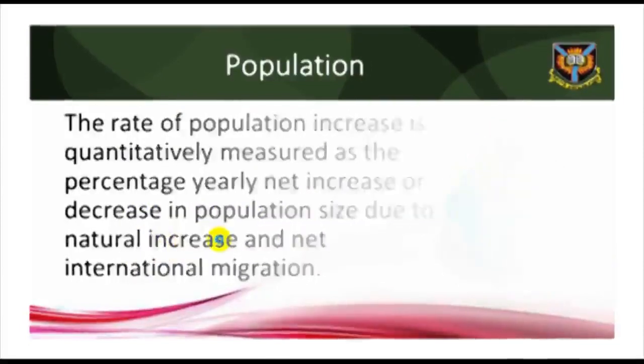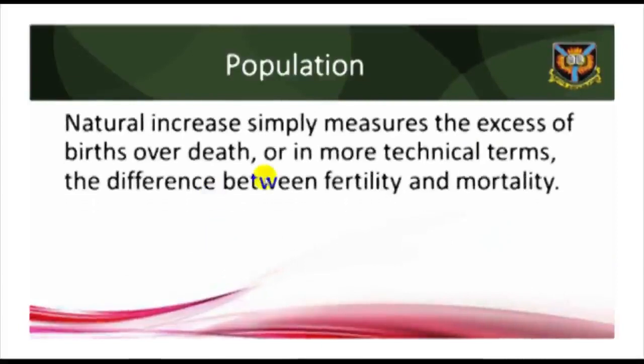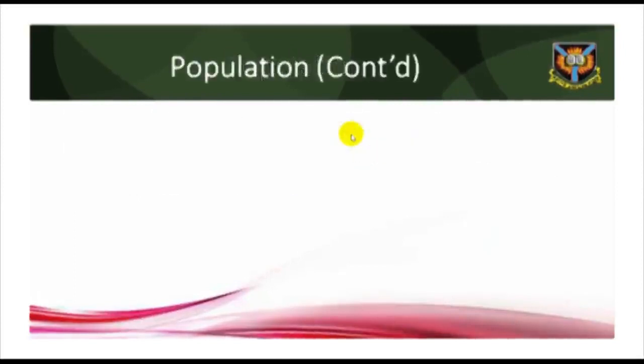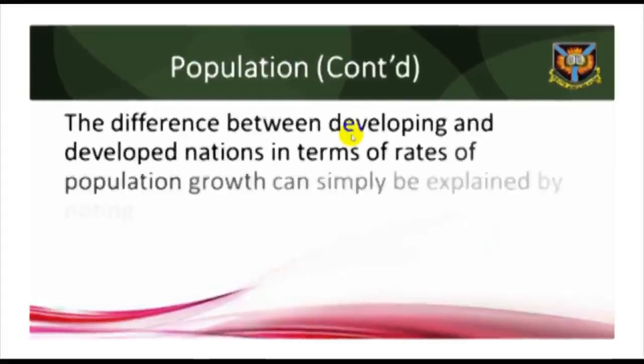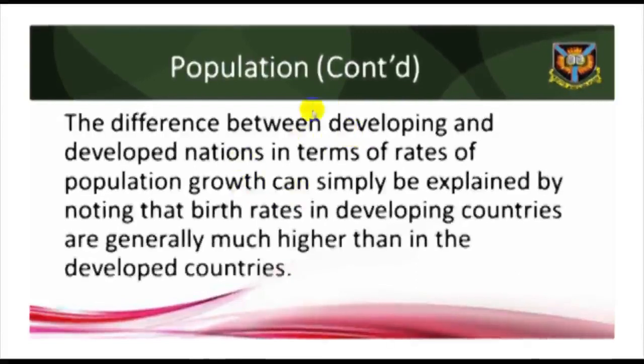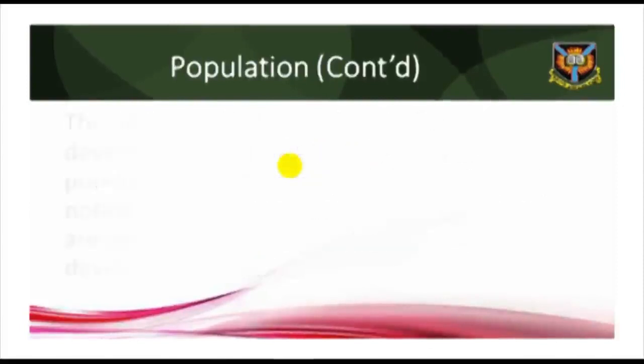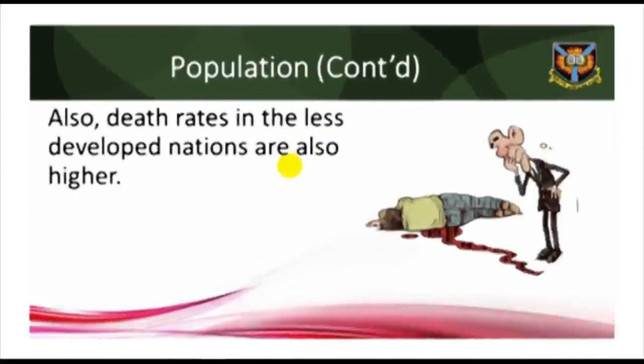Natural increase simply means the excess of birth over death, or in more technical terms, the difference between fertility and mortality. The difference between developing and developed nations in terms of rates of population growth can simply be explained by noting that birth rates in developing countries are generally much higher than in the developed countries. Also, death rates in the less developed nations are also higher.